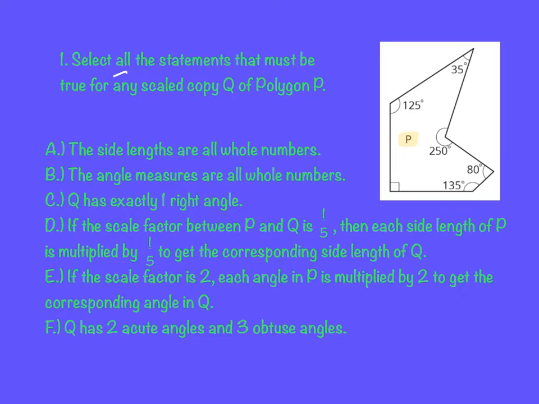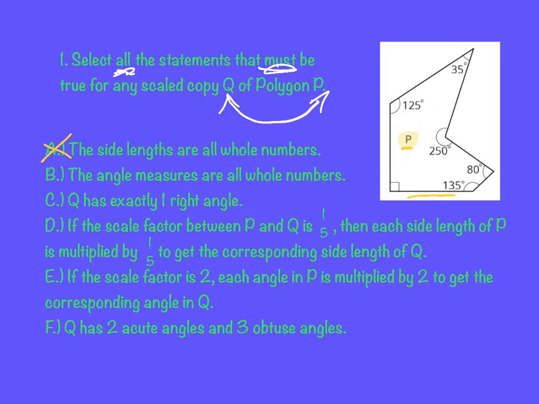Select all the statements that must be true for any scaled copy Q of polygon P. Okay, so it looks like we have polygon P right here. So the first thing, the side lengths are all whole numbers. Well, it doesn't give us any numbers here for any of the side lengths. So because it doesn't give us any numbers, it could be whole numbers, it might not be whole numbers. So we know that that doesn't have to be true. It could be true, but it's not definitely true.